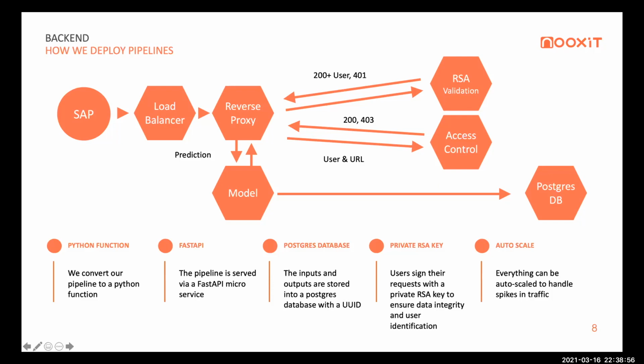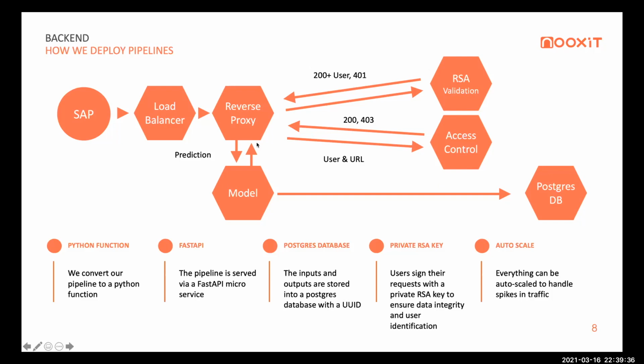So what we did for that is, we have the SAP system calling us and going into a load balancer to basically just be able to scale out this whole system. And then we give a private RSA key to the SAP system, which it can use to sign the request. And then we have an RSA validation system, which is basically checking if the signature is correct and what user sent the request. It returns us, yeah, okay, it's a valid user, here's the user, or it returns us a 401 if someone else just tried to access us.